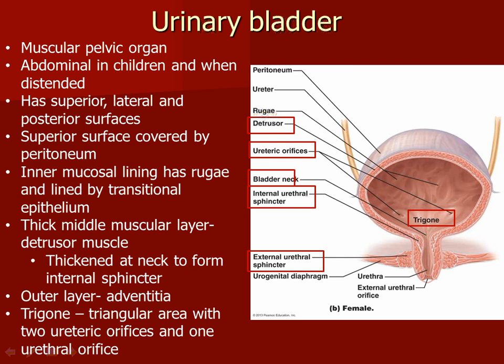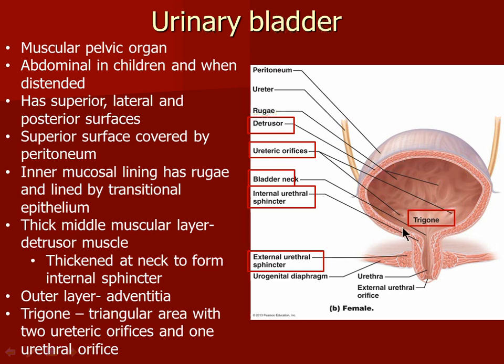So the trigone, the three openings that you see, will be two ureteral and one urethral opening, and that is smooth, but for the rest of the bladder, the mucosa is kind of thrown into folds. The wall of the bladder is very thick, made of smooth muscle. It's an organ. It has a special name. It is known as the detrusor muscle. So the wall of the bladder is extremely thick. The muscle runs in different directions, and this is called the detrusor muscle.